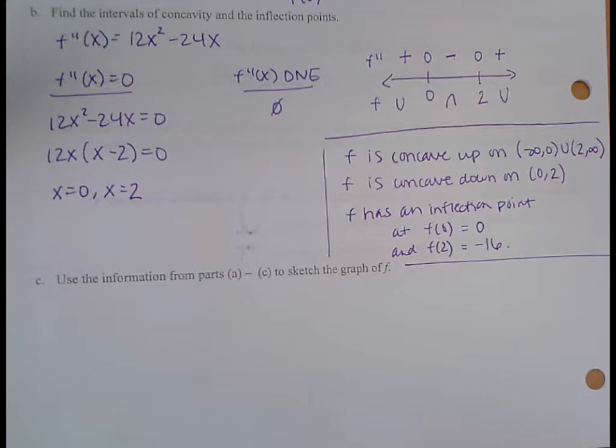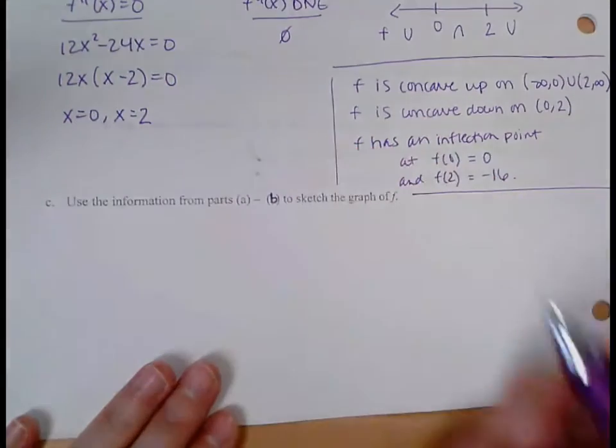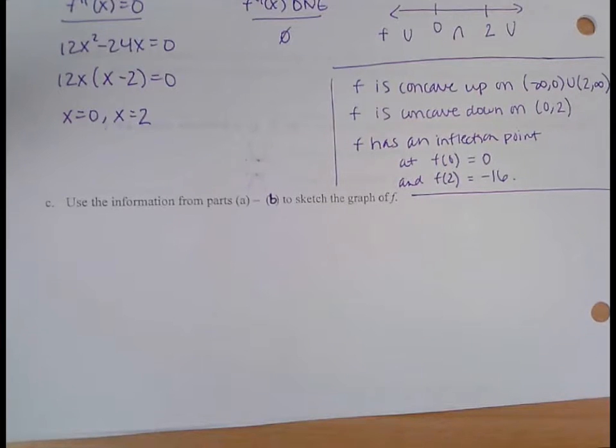Okay, are there any questions on part B, the process we did yesterday, but it's with the second derivative instead of the first? All right, and then for C, I know it says use the information from parts A through C. That should be A through B. To sketch the graph of F. Now you can actually put specific points on your sketch because you have the actual coordinates for the local minimum and for the inflection points.